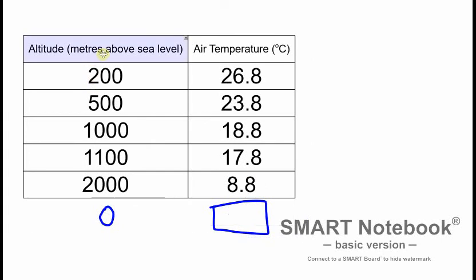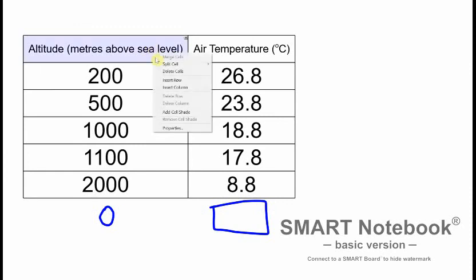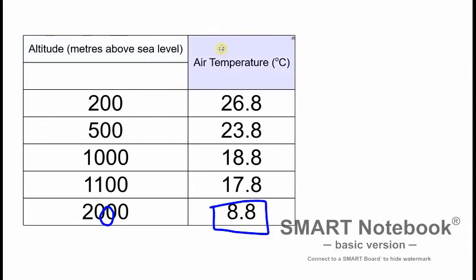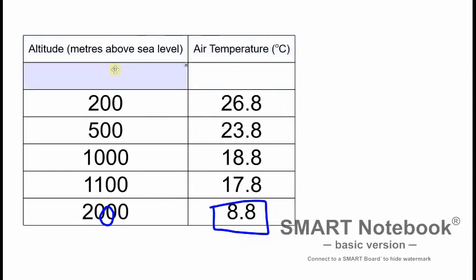I want to put a whole row. Let me see if I can highlight both of these now. Not sure if I can do this the way I want to. Maybe I have to do it to both things here. Insert row, insert row. Okay, that'll work. So, 0. And I want to know, what is this?